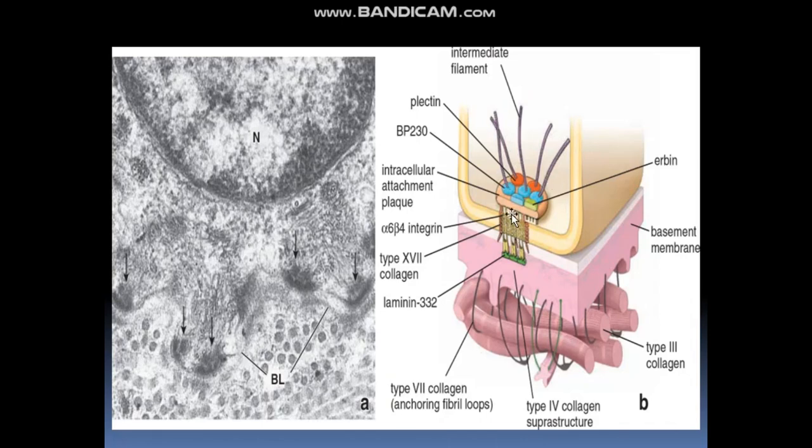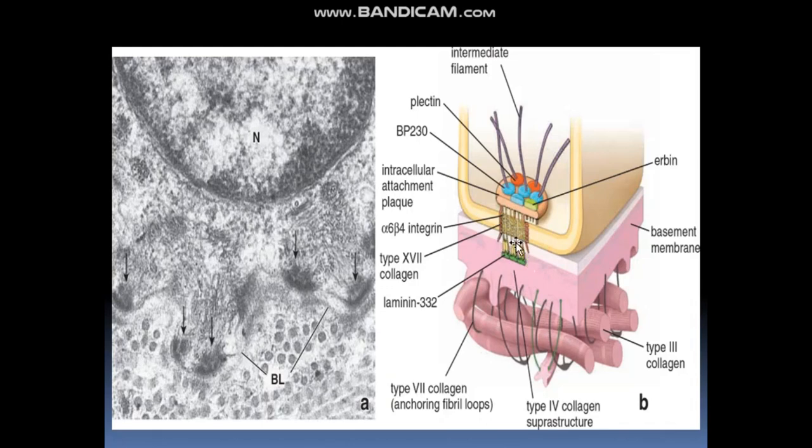If we look at the membrane part of the hemidesmosome, here we can see the transmembrane proteins, mainly integrins. Also type 17 collagen or bullous pemphigoid antigen 180. These transmembrane proteins on one side insert into this plaque, and on the extracellular side they insert into the basement membrane. In that way they provide attachment of the epithelial cell to the basement membrane, and in that way to the underlying connective tissue.